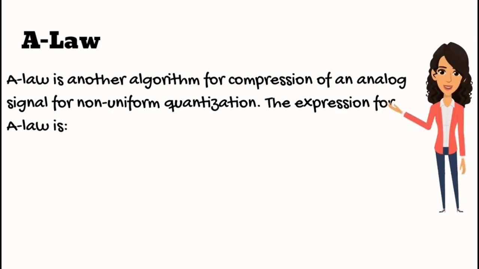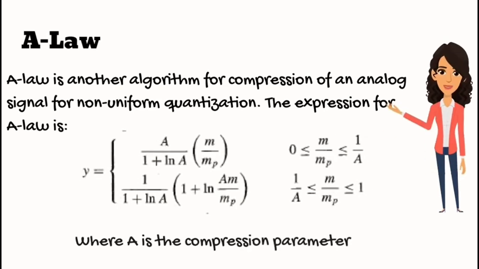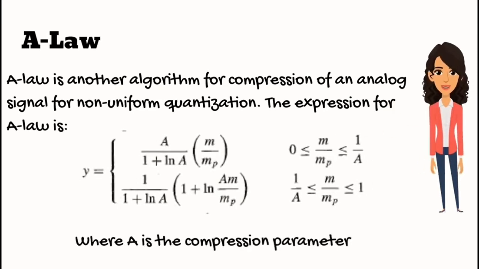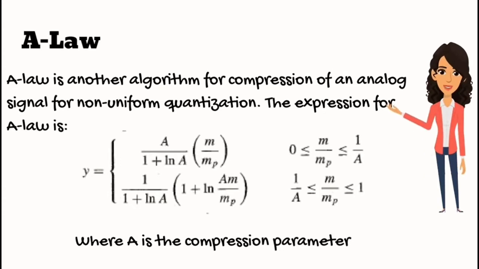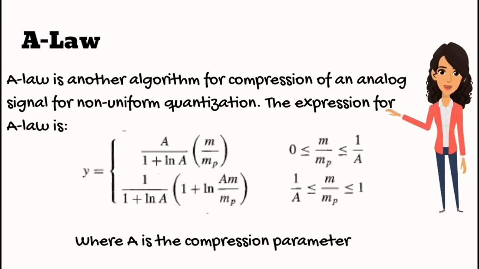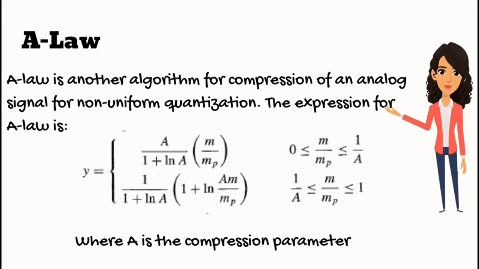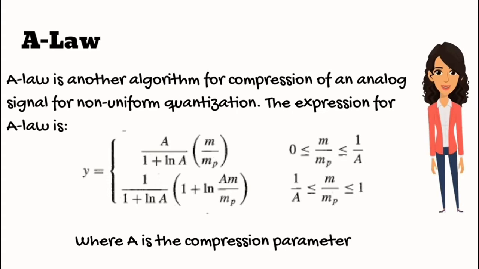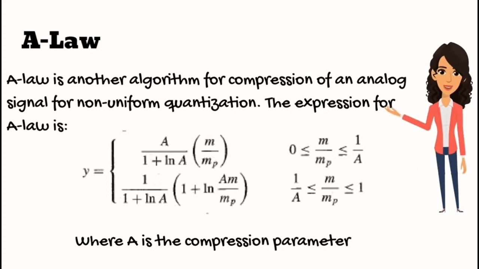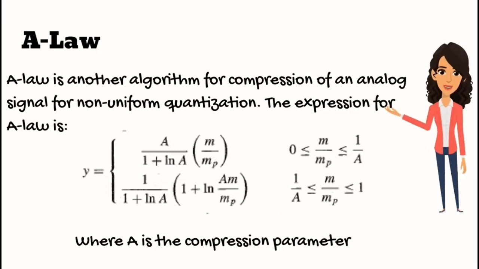Second law is A law. A law is another algorithm for compression of an analog signal for non-uniform quantization. The expression for A law is y equals A m by mp over 1 plus ln of A, where m by mp lies between 0 and 1 by A. Second is y equals 1 plus ln of A m by mp over 1 plus ln of A, where m by mp lies between 1 by A and 1, where A is the compression parameter.